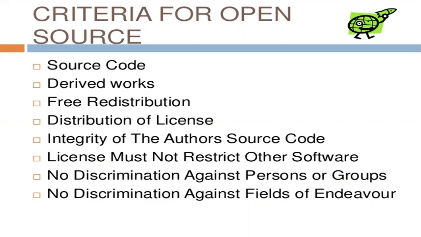Source code. The program must include the source code and it must allow the redistribution of source code as well as in the compiled form. Derived work. The license must allow modification and derived works, and it must allow them to be redistributed under the same terms as the license of the original software. Free redistribution. The rights attached to the program must apply to all to whom the program is redistributed.